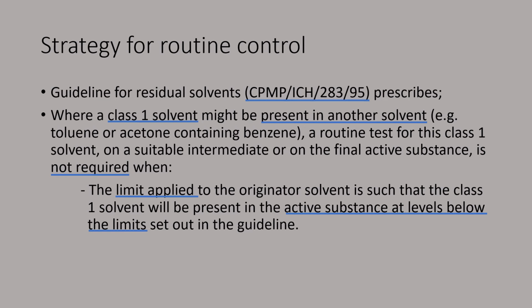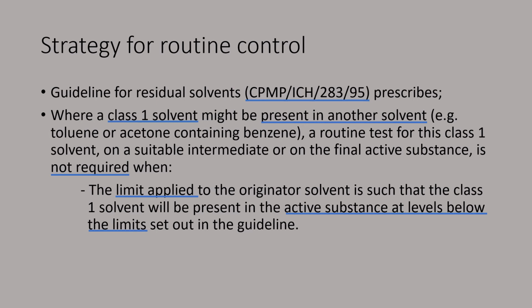If the toluene content is 890 ppm in the final product at the maximum limit, benzene content should not be more than 2 ppm in 890 ppm of toluene. Many suppliers supply toluene with not more than 500 ppm of benzene. So even if you have a maximum of 890 ppm of toluene in the final product, the benzene content would be approximately 0.45 ppm. It's a simple calculation.